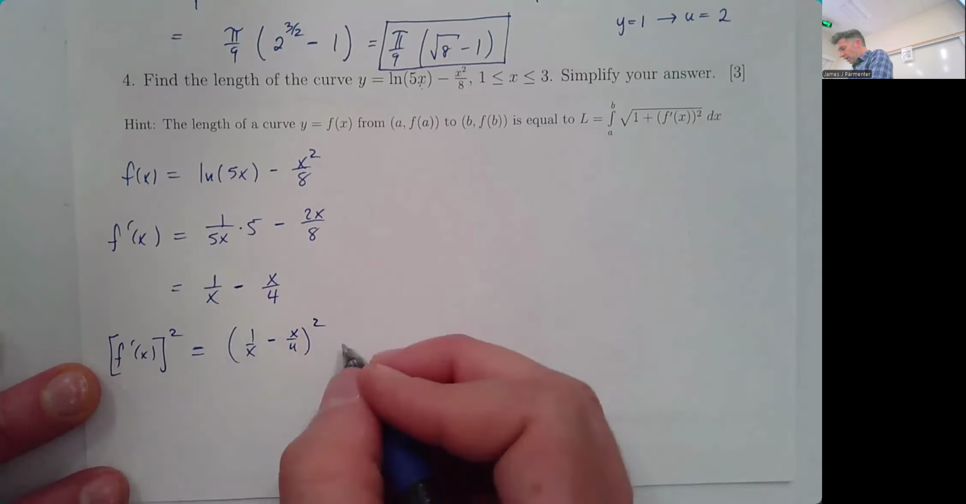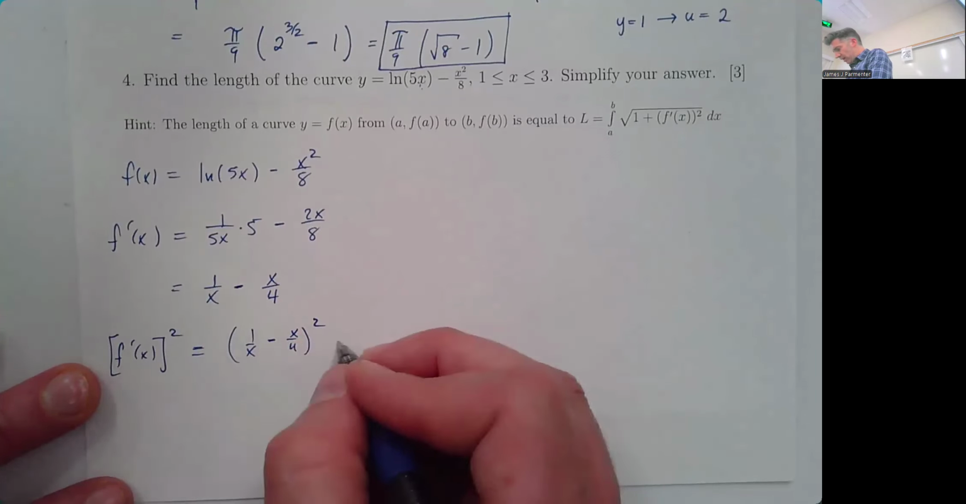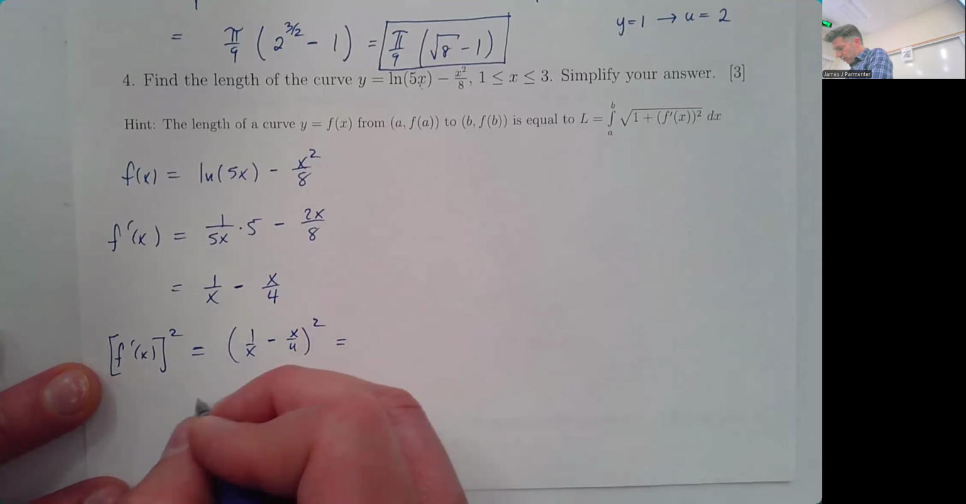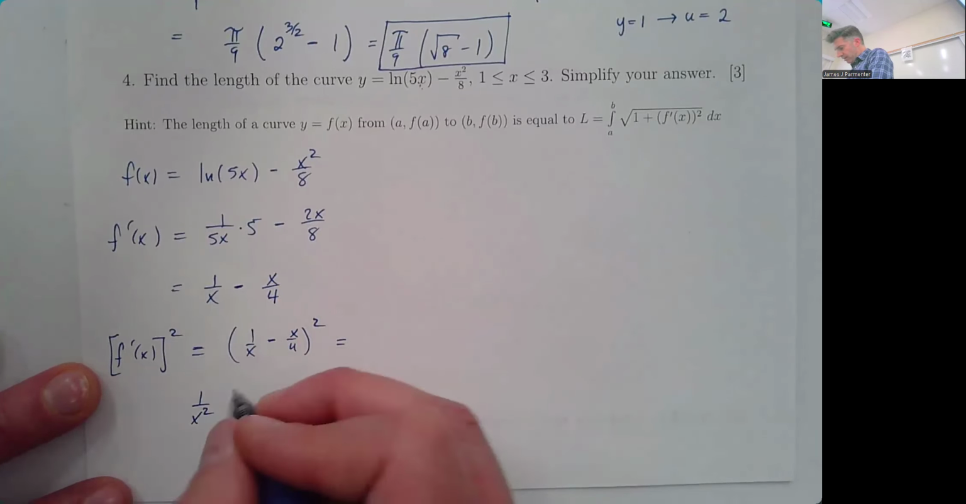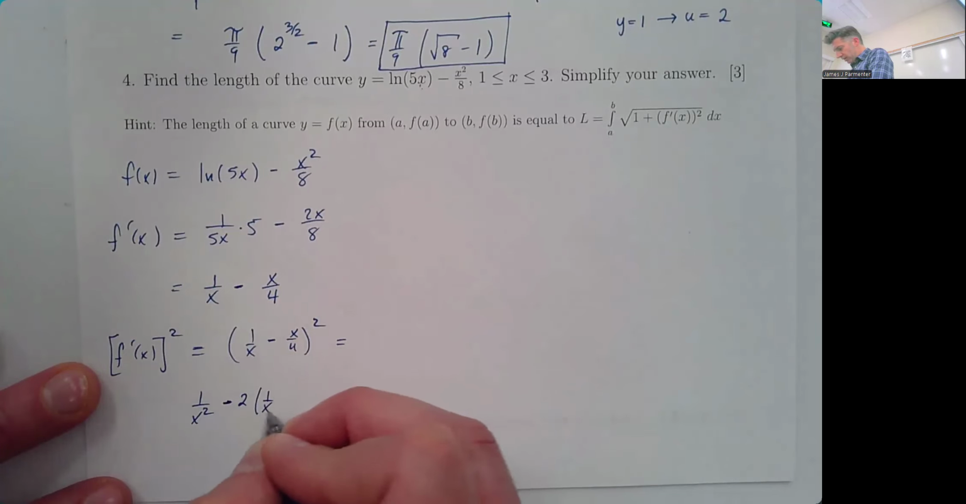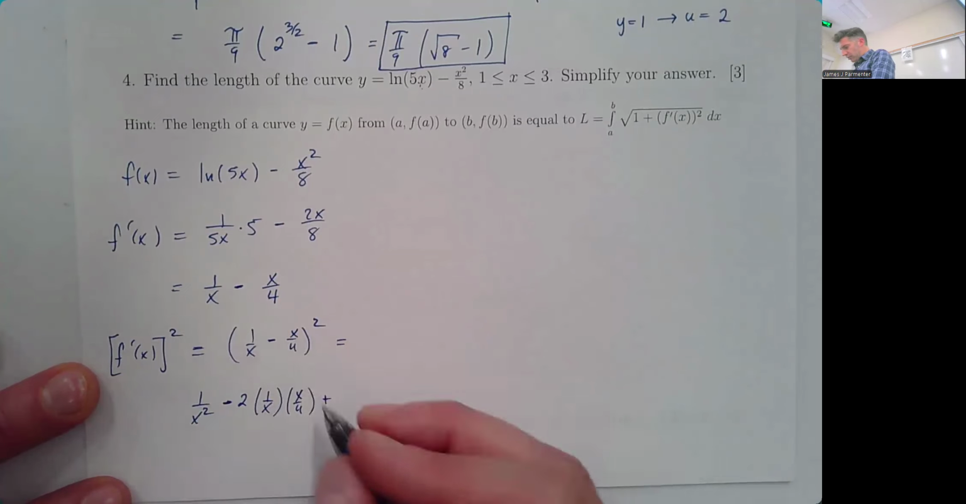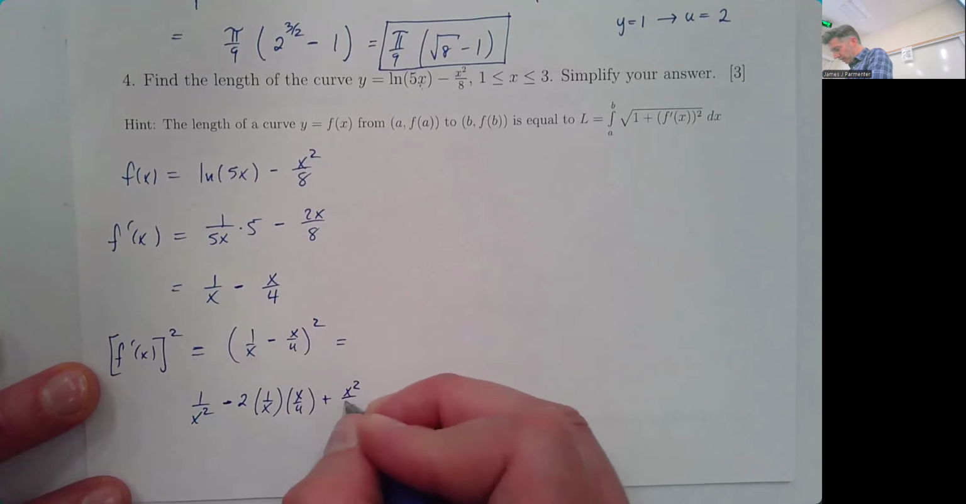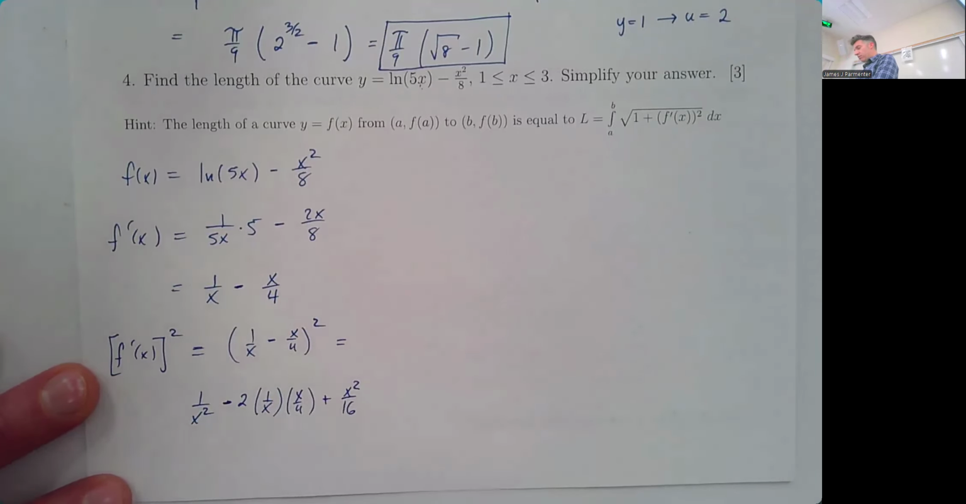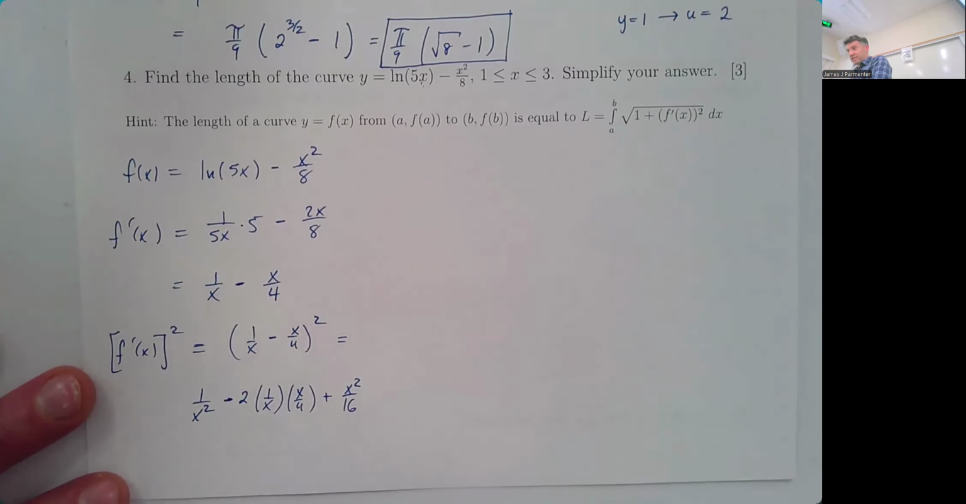quantity squared. And if I multiply that out, that's going to be 1 over x squared minus 2 times 1 over x times x over 4, plus x over 4 squared, which is x squared over 16. And look at that middle term there. The middle term is exactly -1/2, which we expected to happen.